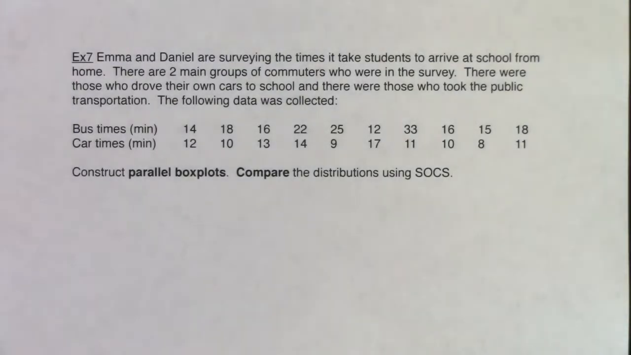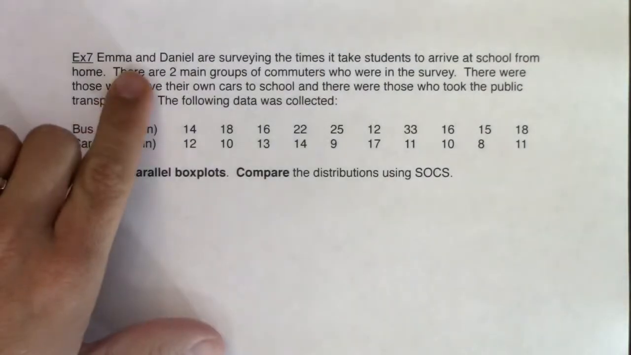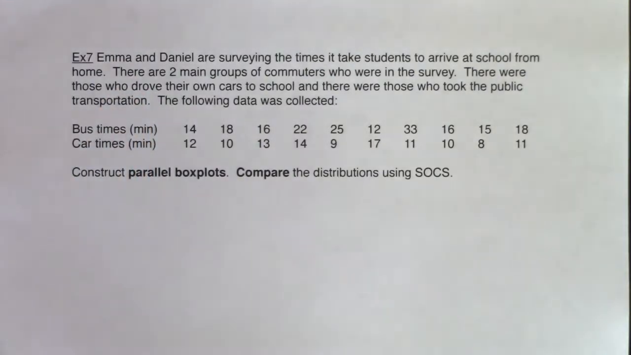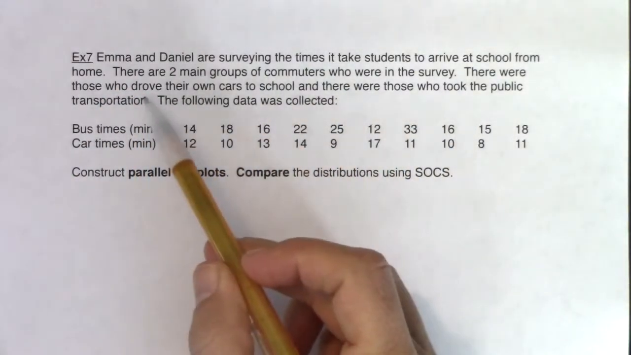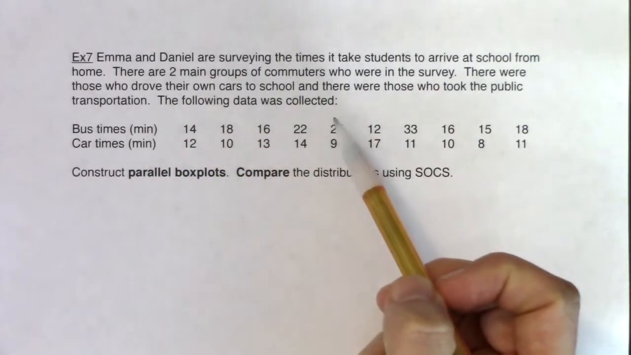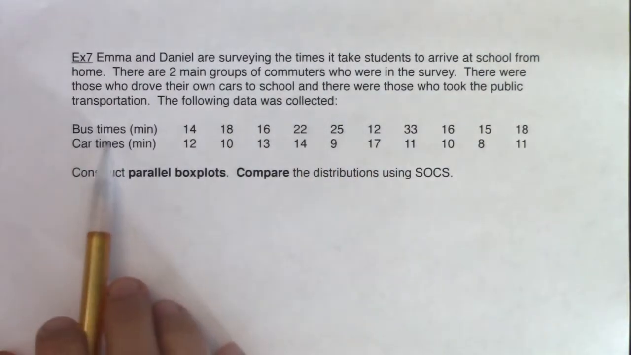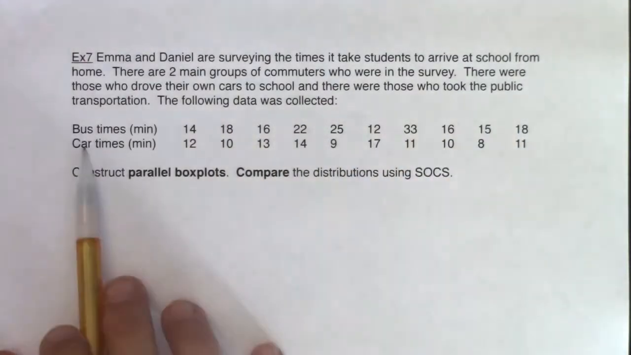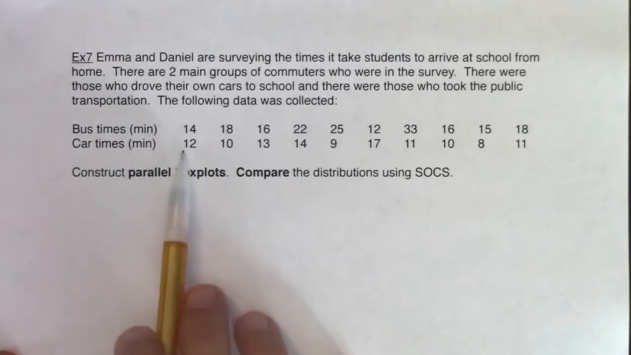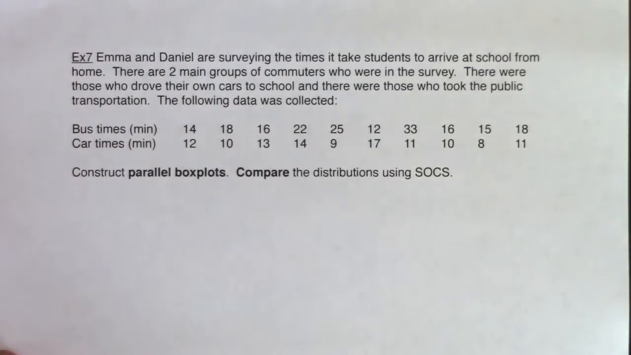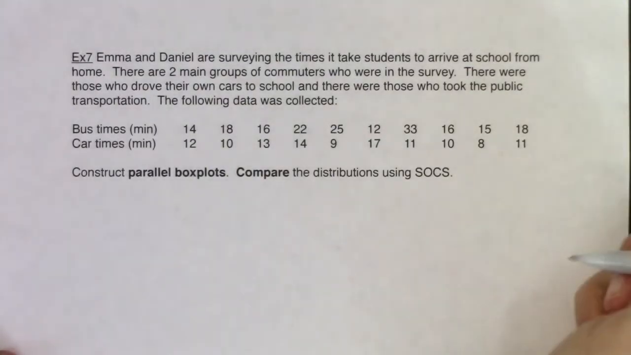All right, so we're going to read through this problem, and like always, I want us to start with what is the variable. So if we look at this, Emma and Daniel are surveying the times it takes students to arrive at school from home. There are two main groups of commuters who were in the survey. There were those who drove their own cars to school, and there were those who took public transportation. The following data was collected. So we have some bus times, and it looks like the units are minutes for a sample of folks who took public transportation. And then we have another set of data for the car times. And again, units are in minutes and a different set of folks, different set of data. So we've got two different data sets.